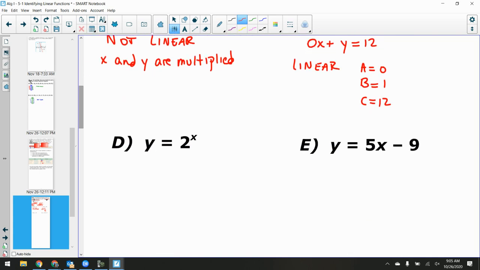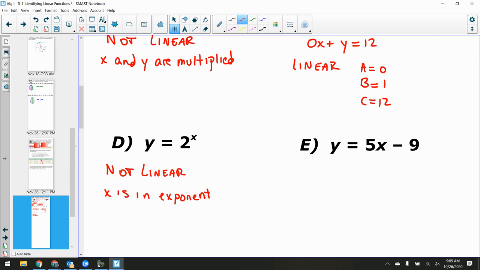Okay, part D, is that linear? No, it's not linear. Why not? What makes this not linear? What's in the exponent? The variable is in the exponent. X is in the exponent.